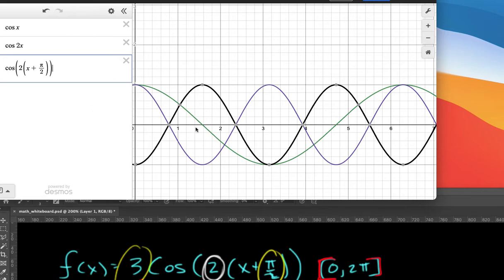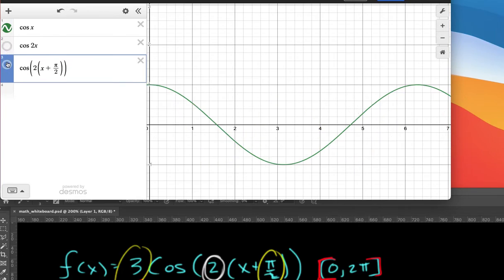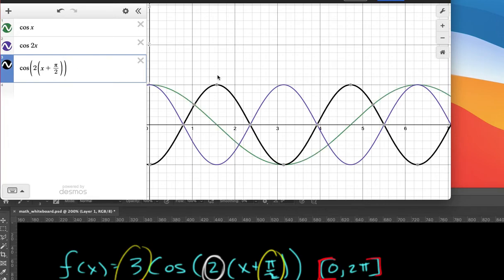Okay, now we're looking at the black one. I guess showing you guys the labels would be nice. Okay, so we got this black one. So once again, here's cosine. Then we did cosine 2x. And now we shifted to the left. So if we just look at the purple and the black, they're identical. It's just they've been shifted.